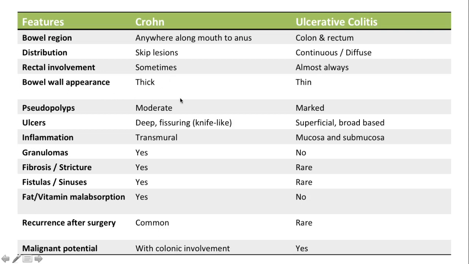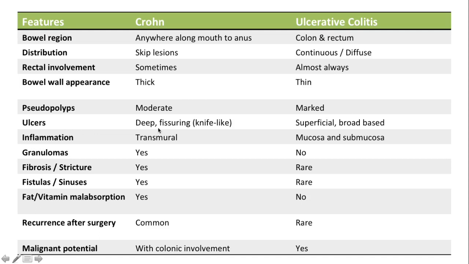The bowel wall tends to be thick in Crohn's disease and thin in ulcerative colitis. Pseudopolyps form as a result of residual islands of intact mucosa in a background of extensive ulceration, and these tend to be marked in ulcerative colitis and less so in Crohn's. The pattern of the ulceration is different.